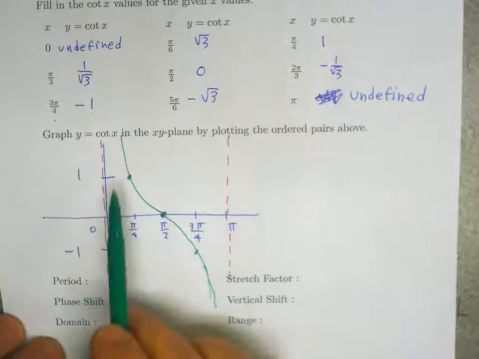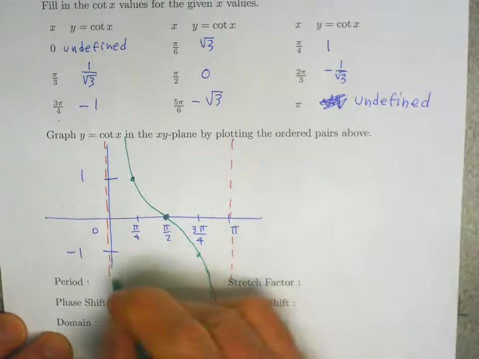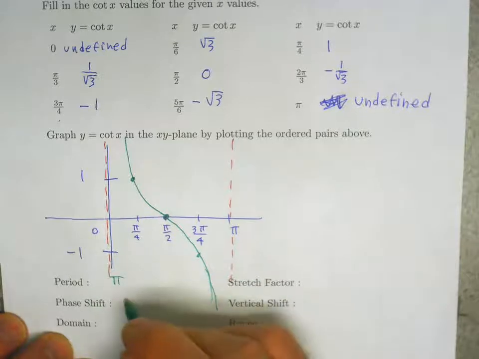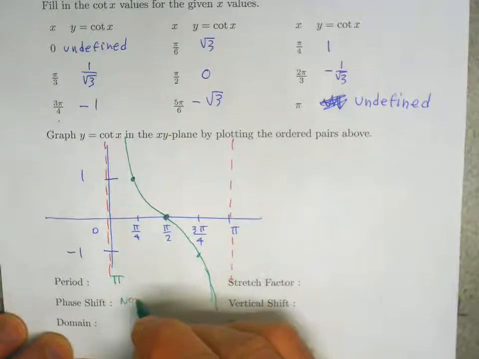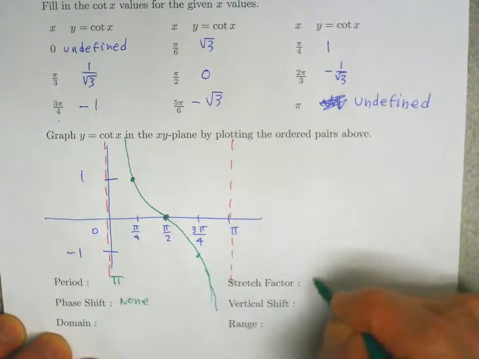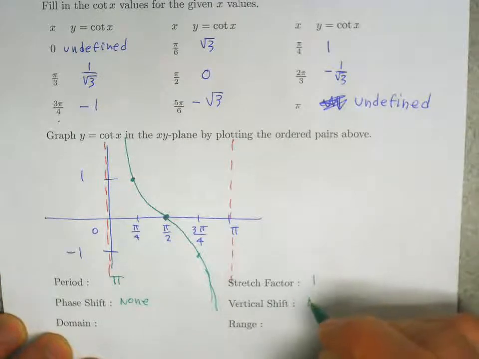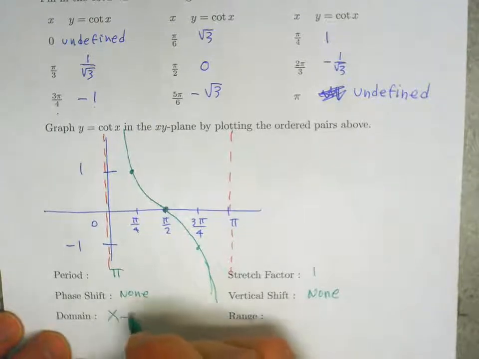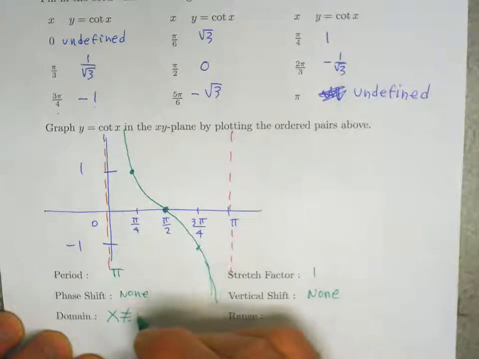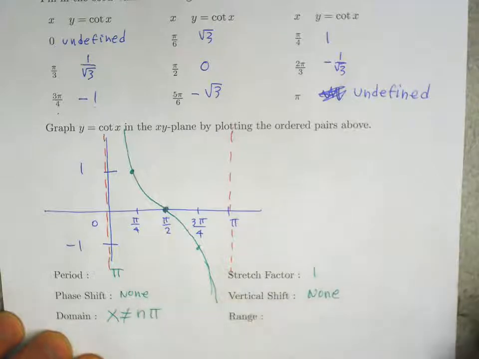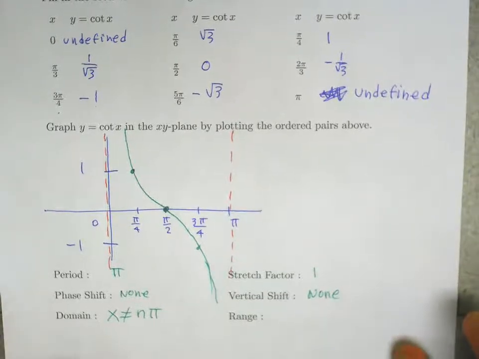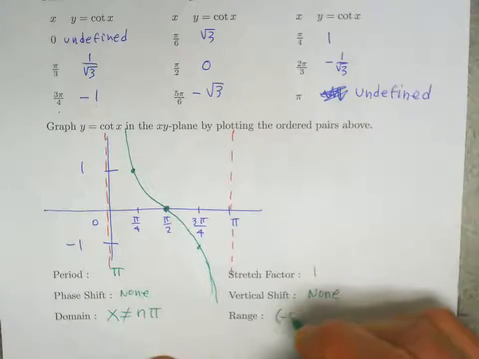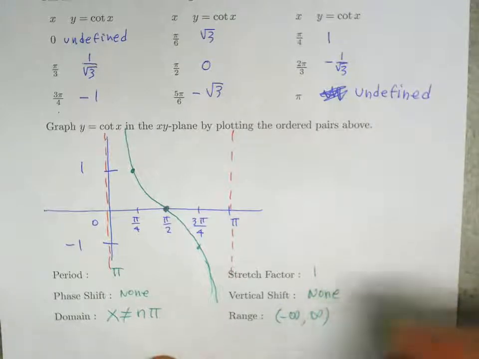Okay, so for y equals cotangent of x, the period is pi. On this one, we don't have a phase shift. The stretch factor is 1. There's no vertical shift. The domain is x does not equal integer multiples of pi. And the range is from negative infinity to infinity.